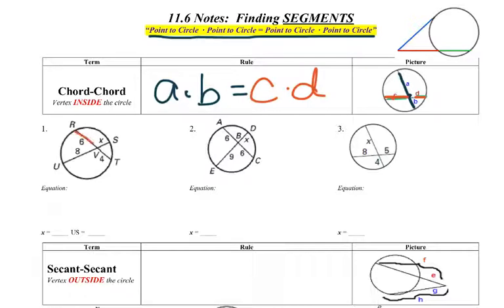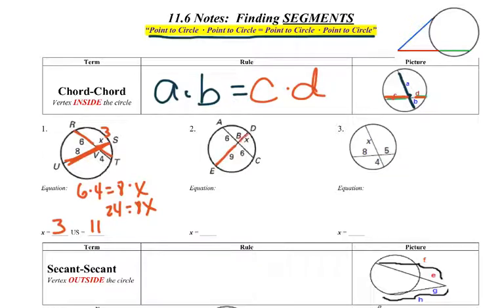Or here, 6 times 4 equals 8 times x. It's kind of like a little mini cross multiply question. X is 3. And so if x is 3, do you agree that 8 plus 3 would give me this whole segment, or 11? It's actually nice. It's actually not that bad, right?